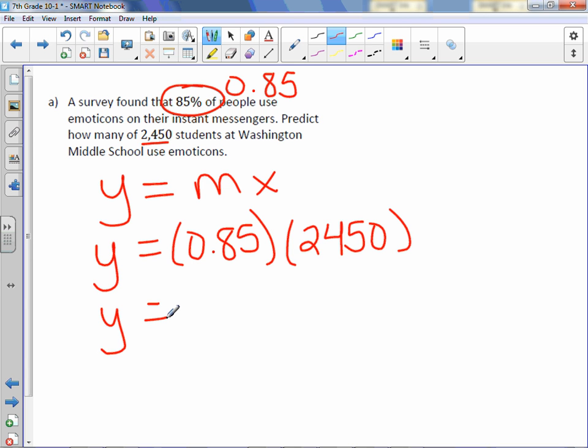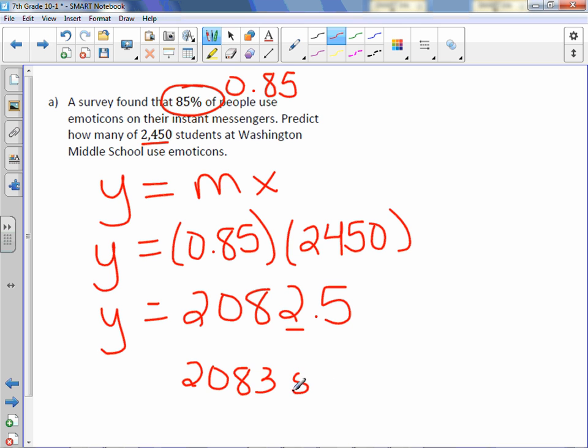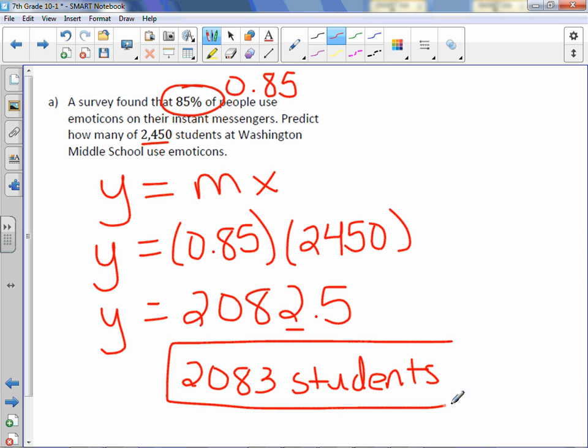Go ahead and multiply those together, and we get 2,082.5. We are talking about people, so we need a whole number. This rounds to 2,083 students. Now you would use the equation when you have a percent. You could use it the proportion way, like the front of the notes, but it's a lot quicker to use it in the equation.